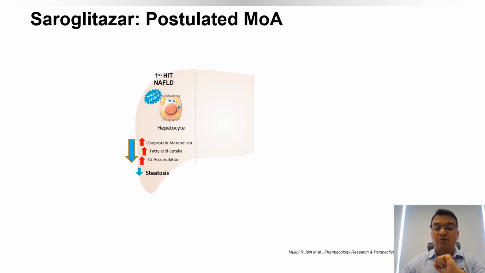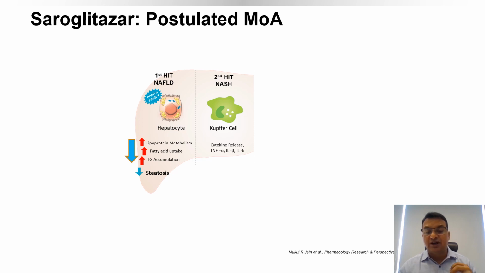Second hit: what we know is that there is development of inflammation in the liver through activation of Kupffer cells, and the activation of Kupffer cells increases the release of inflammatory cytokines. We have data from in vitro studies and preclinical studies. They showed that saroglitazar significantly reduces the activation of Kupffer cells and significantly reduces the release of inflammatory cytokines.